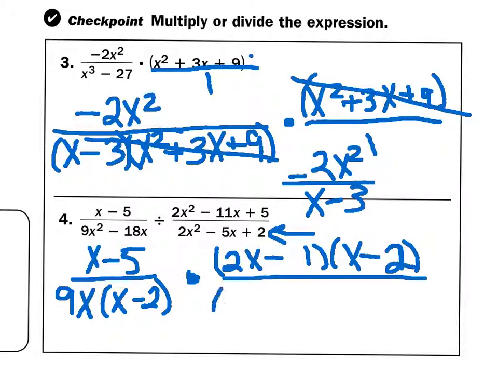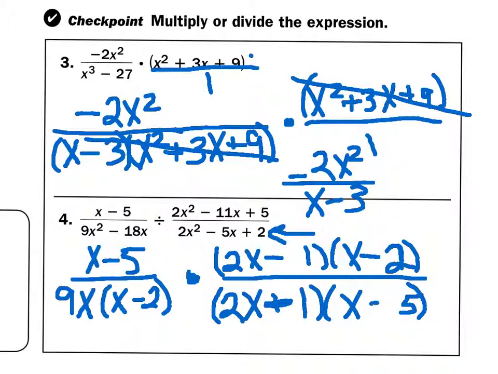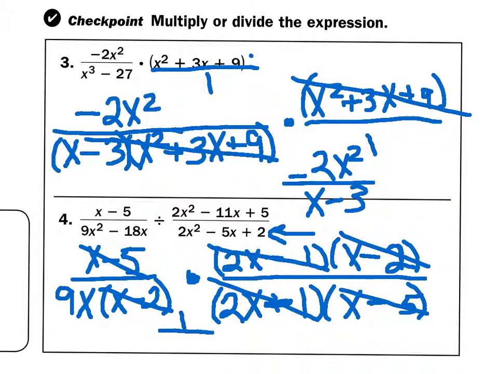Okay, on the bottom, 2x, and then I want 5 here, x is here, and then plus, no, minus 1, minus 5. Okay, let's mark out what we can. I have 2x minus 1, 2x minus 1, x minus 2, x minus 2, x minus 5, x minus 5. What am I left with? Nothing on top, so that means it's a 1 over 9x.